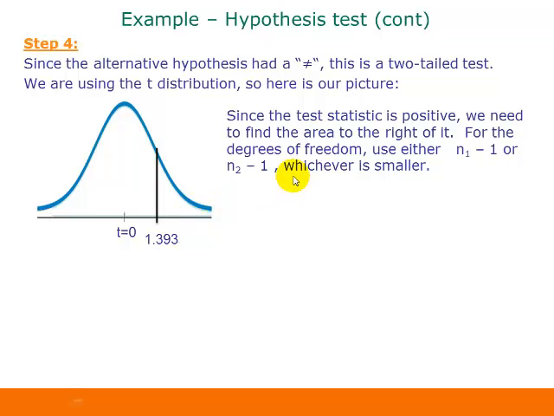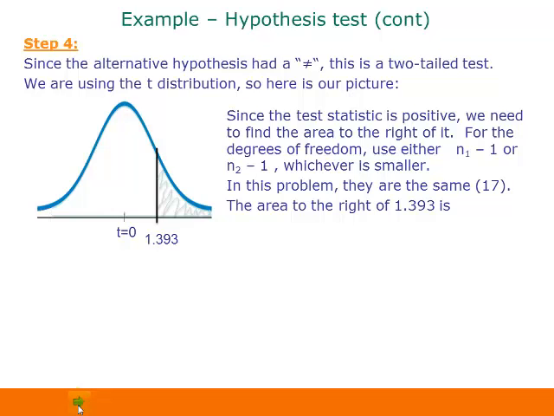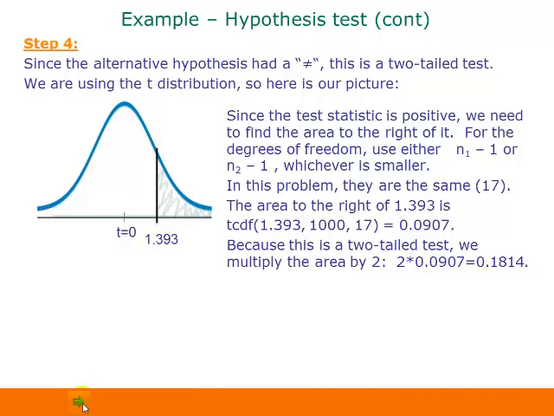So we're going to find the area to the right of our test statistic. And here for our degrees of freedom, we use either n sub 1 minus 1 or n sub 2 minus 1, whichever one is smaller. In this problem, they're both the same, 17. So we'll use 17 degrees of freedom. To get the area to the right of our test statistic, we do TCDF from 1.393 to 1000 with 17 degrees of freedom and get 0.0907. Since this is a two-tailed test, we have to multiply this area by 2, so that gives us 0.1814, and that's our p-value.